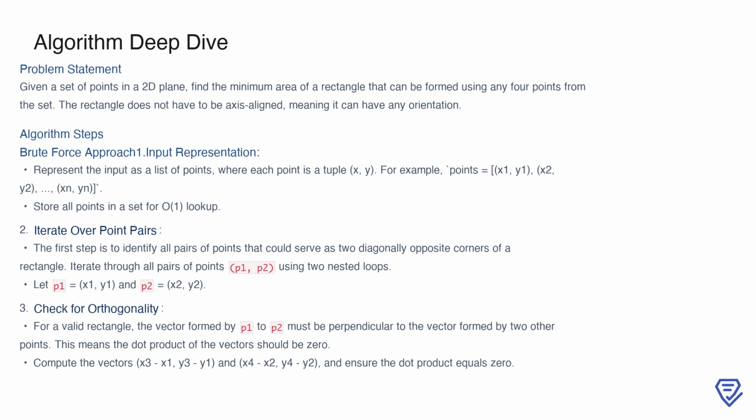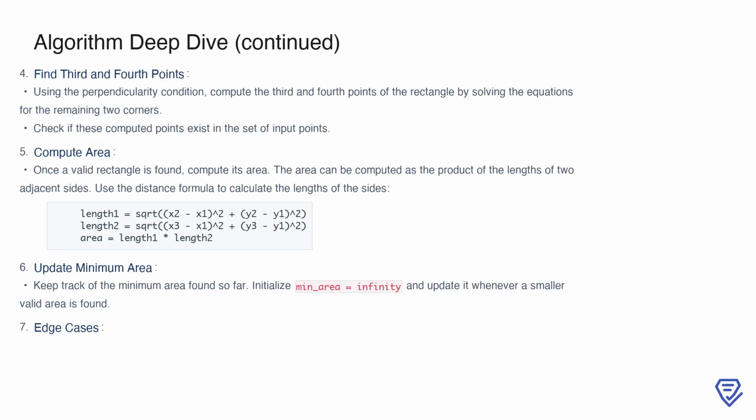This brings us to the next key step, checking if the vectors are perpendicular, which we can verify using the dot product. If the dot product is 0, the vectors are perpendicular, and we can proceed to identify the other two corners of the rectangle. Once we have identified a pair of points, the next task is to compute the third and fourth points of the rectangle. Using the perpendicularity condition, we calculate the coordinates of these two missing corners. After computing the coordinates, we check if these points exist in our set of input points. If they do, we know we have a valid rectangle.